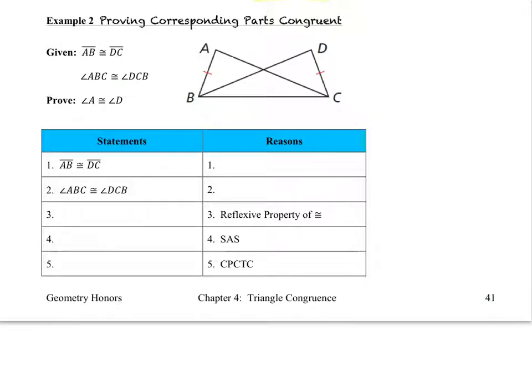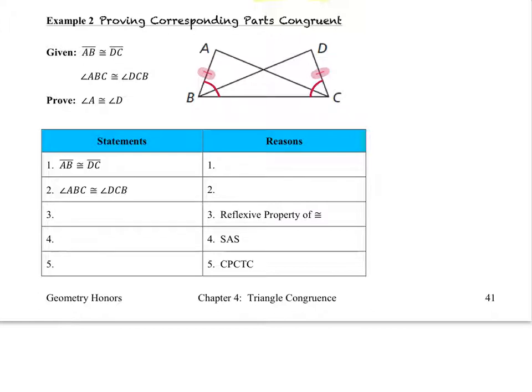That brings us to example 2, which says proving corresponding parts are congruent. So we have some information that is given to us. The question starts out by saying segment AB is congruent to segment DC, and we have the tick marks to demonstrate that. Then it says angle ABC is congruent to angle DCB. So I'm going to mark those angles as congruent. Now these are the big angles, not one of the little ones.